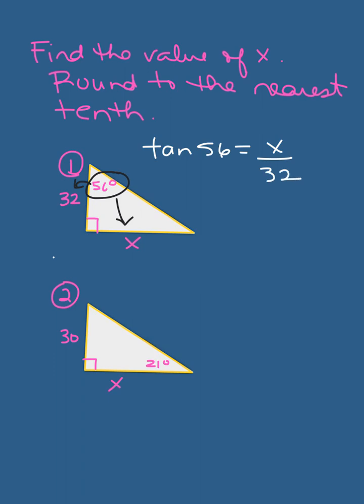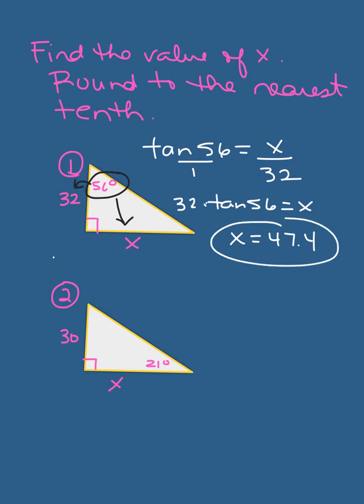So before I put it in my calculator, let's see what we're going to do. I'm going to cross multiply here, right? This is really over 1. So I'm going to say 32 times tangent of 56 is equal to x. Now I put that whole thing in my calculator at once. I don't need to do it separately and then round tangent separately. And when I do that and I round to the nearest tenth, I have x is equal to 47.4. So that's the measurement for side x there.